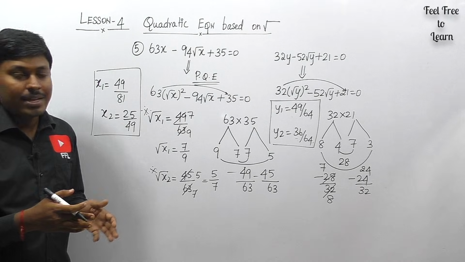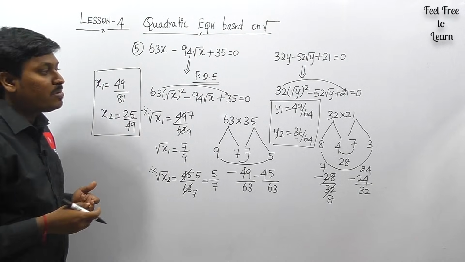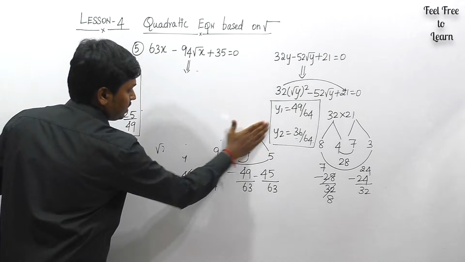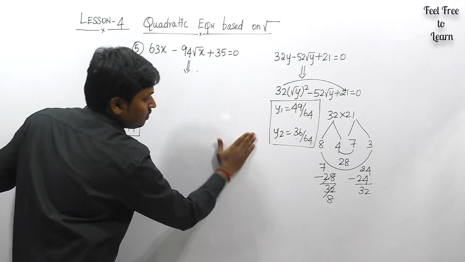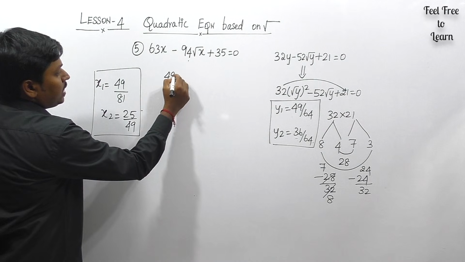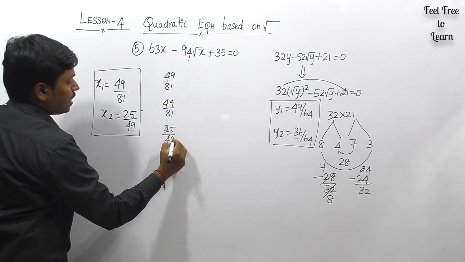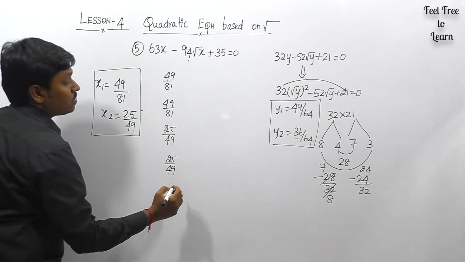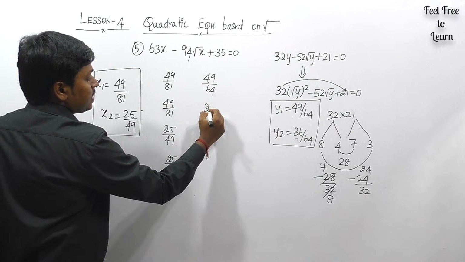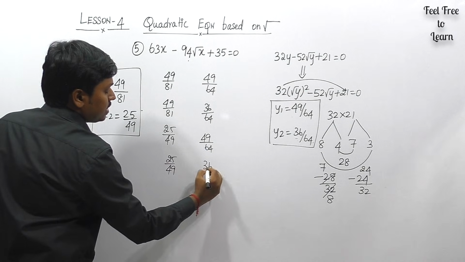Now we need to compare both the x values and y values, and we need to say whether x is greater than or less than, and what is the relationship between x and y. So friends, let me do one thing. I can rub this, right, because there is no place to write. Okay friends, the value of x1 will be 49 divided by 81, then x2 will be 25 divided by 49. y1 will be 49 divided by 64. y2 will be 36 divided by 64.